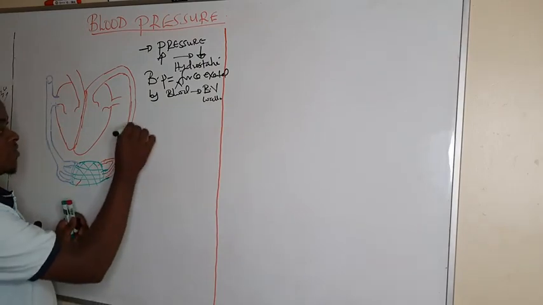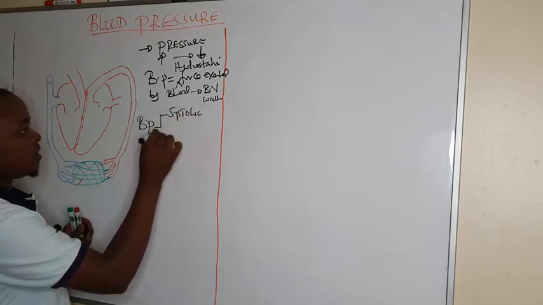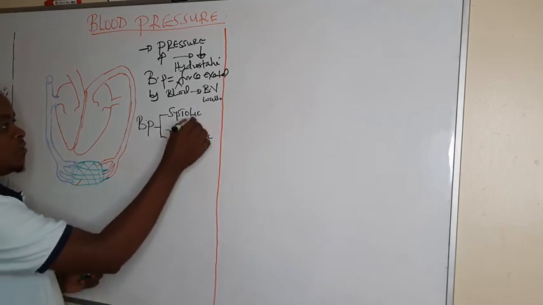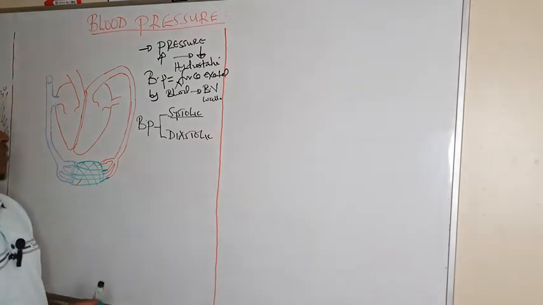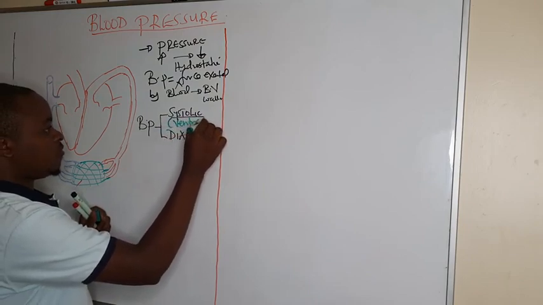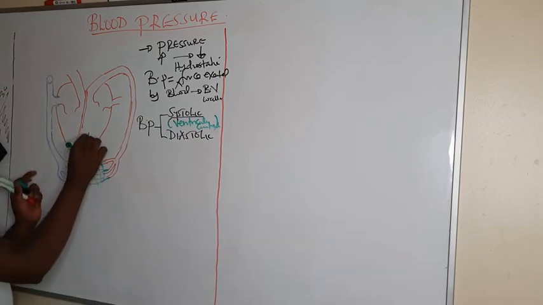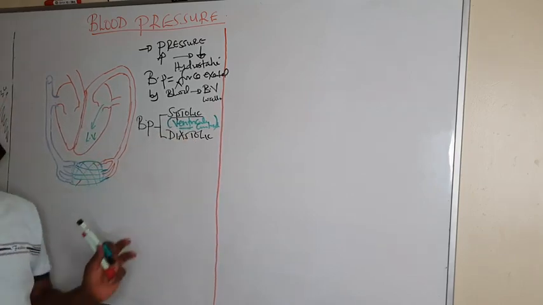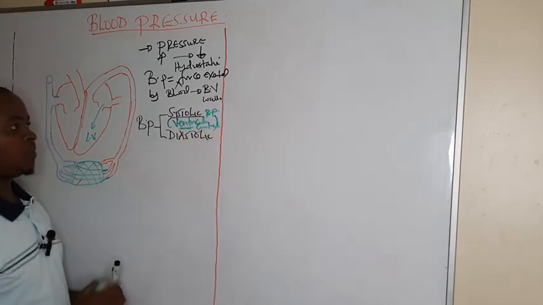And this blood pressure is categorized into two, whereby we always have systolic pressure and diastolic pressure. Systolic pressure is the force created during ventricular systole, or ventricular contraction. So especially when the left ventricle contracts after blood filling, the pressure during the maximum contraction of the ventricles is the one that is recorded as systolic blood pressure.